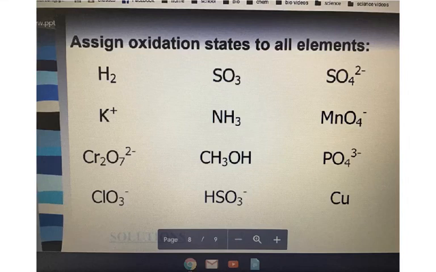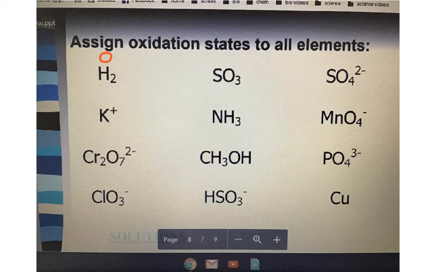Okay, so what we're going to do is use the rules to assign the oxidation numbers to the following elements. If we look at the first one, H2 is all by itself. It's a neutral molecule. It has only hydrogen in it. So its oxidation number is always going to be 0.